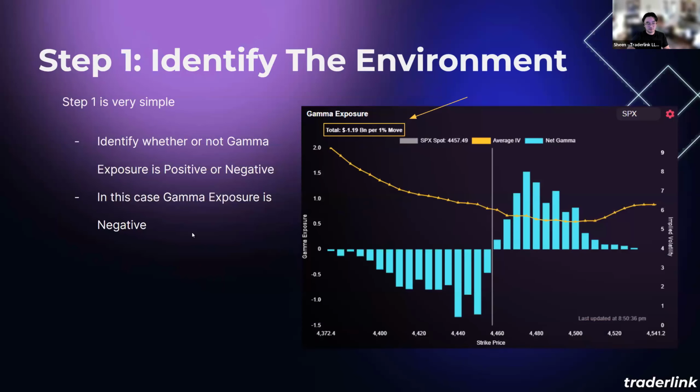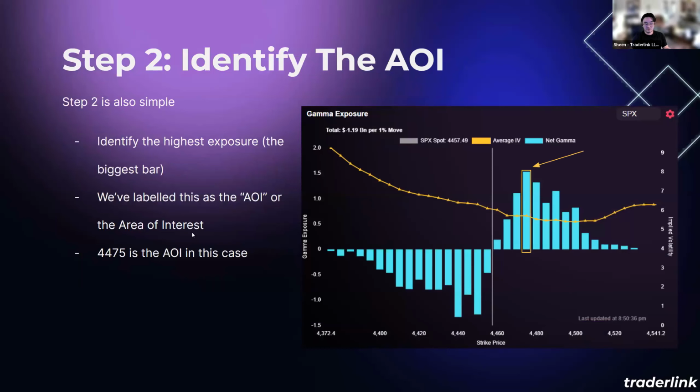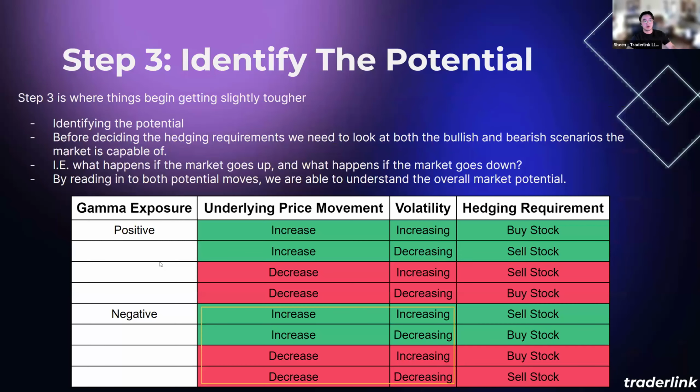Next one. Step two is also simple. Identify the highest exposure, or the AOI as we call it, the area of interest, right? This is the highest exposure. As you can tell, I have put a rectangle around it and an arrow. You can't miss it. We've labeled it the AOI. 4475 is the AOI in this case specifically. Next one, step three is where it gets slightly tougher and a little bit more confusing, right? So you want to identify the potential.